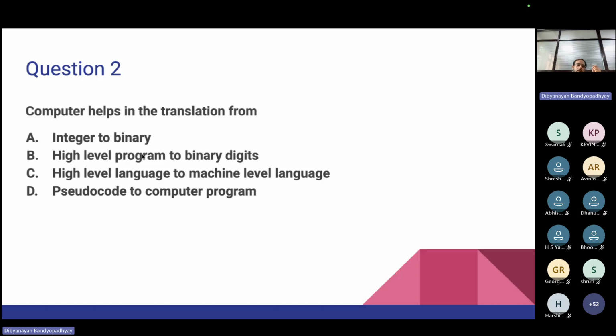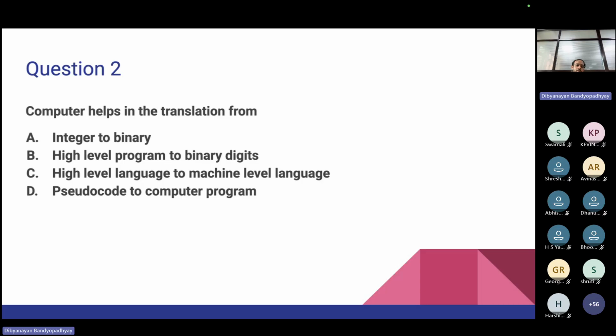But high level program to binary digits, this is a part of the process, not the whole process. So this can also be ruled out, right? So this is the another option, high level language to machine level language. So computer does perform that actually. So you program in some high level language, let's say in Python, and then it actually gets converted into some machine level language, right? So these are part of the process actually.